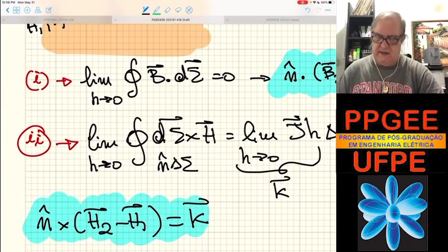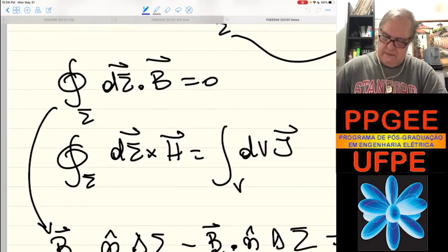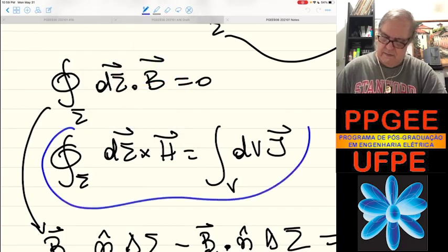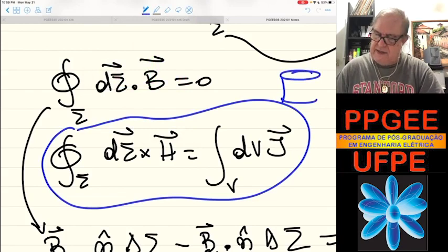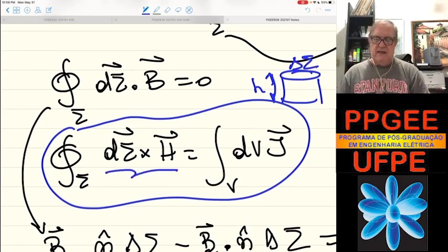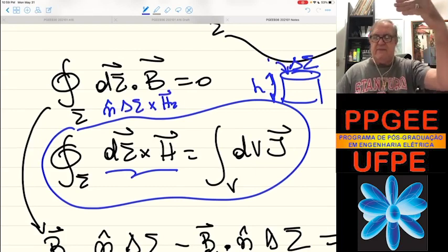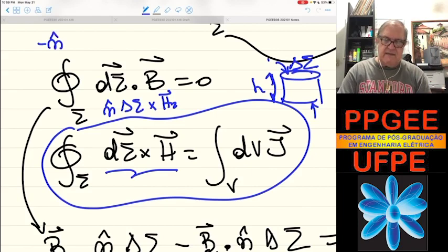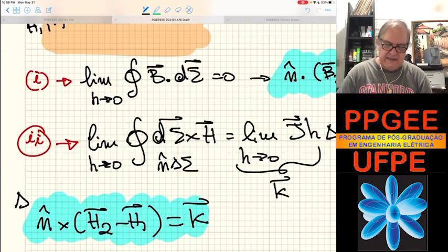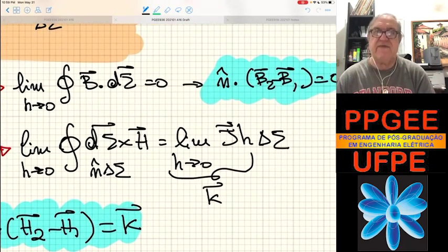If you go now for this equation here, the second equation is this one. Apply that to the cylinder of height h, base equal to sigma. So the integral on the side surface also is going to be 0. And on the top it is going to be n delta sigma cross H2, right, in the top surface, which is medium 2. On the bottom surface it is going to be minus n delta sigma cross H1. So those are the contributions to H in this integral. We have delta sigma here, which is already cancelled out.